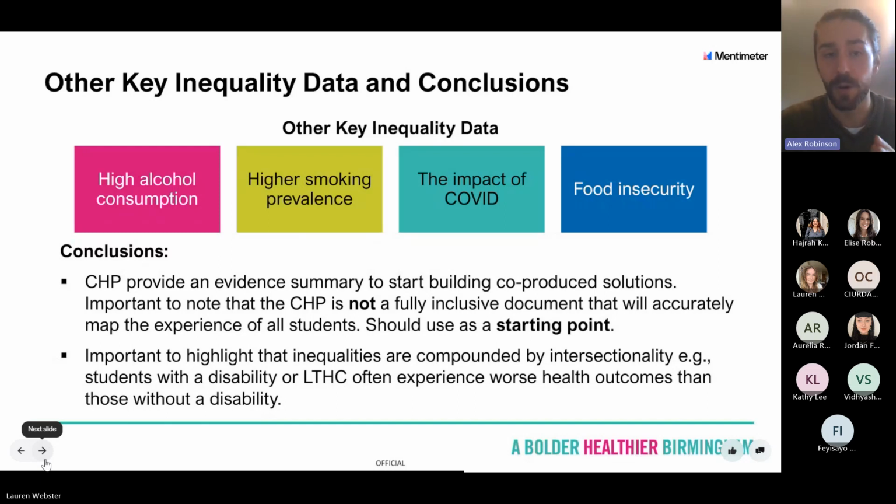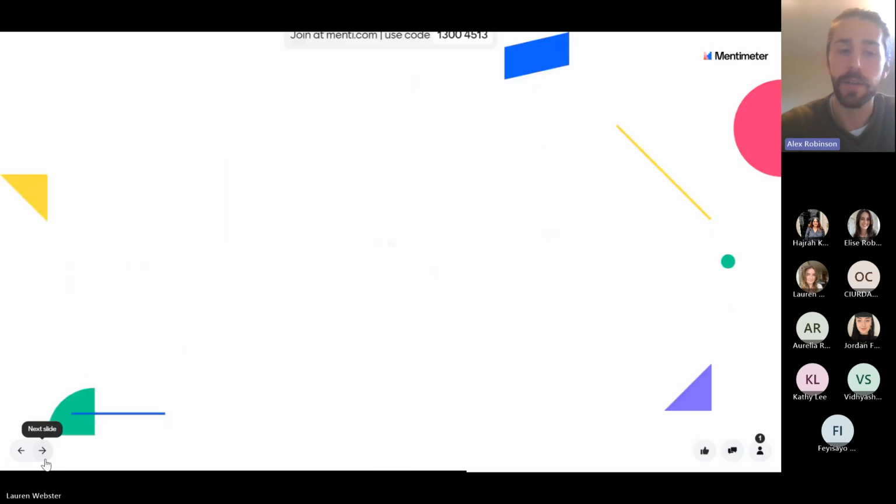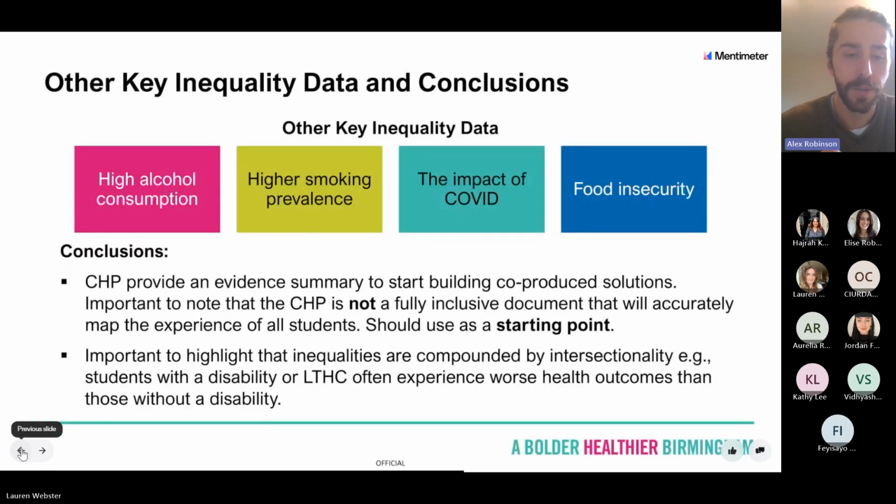Generally there's lots more inequalities discussed within the profile, so I'd encourage everybody to go away and look at those. The profiles can be used to develop solutions, but they're not an exhaustive document that's going to map all of the experiences of all students in the UK. As I mentioned earlier, there's quite a lot of data limitations. It's also important to consider the intersectionality with other groups and the influence of other aspects of people's identity, as well as just being a student.